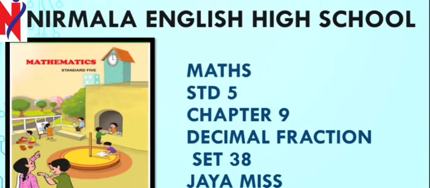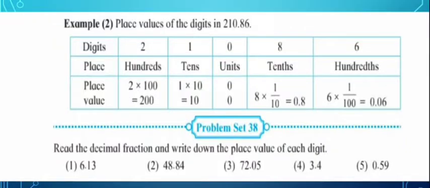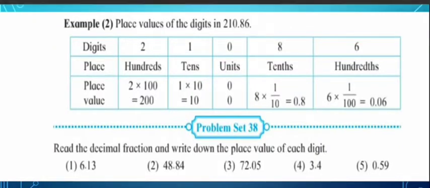Hello students, in today's chapter we are going to learn the place value, the place name and how to read the decimal fraction. Okay, as you can see in your textbook, there is a number given, 210.86. So 210, you are going to write 200: 2 at hundreds place, 1 at tens place, 0 at units place.